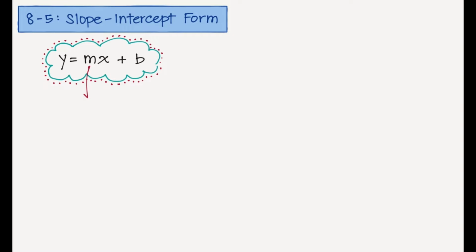And that's what's written here. It says y equals mx plus b, where m is the slope and b is the y-intercept. So if you have an equation written in this particular order, it's called slope-intercept form. And we're going to use these equations later on to help us graph a straight line. But for now, we're just going to use the slope and the y-intercept to help us write a linear equation.